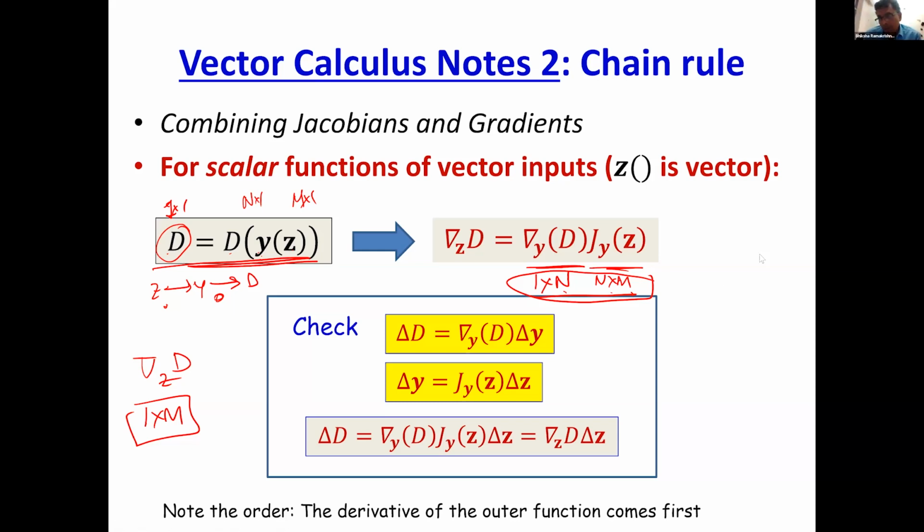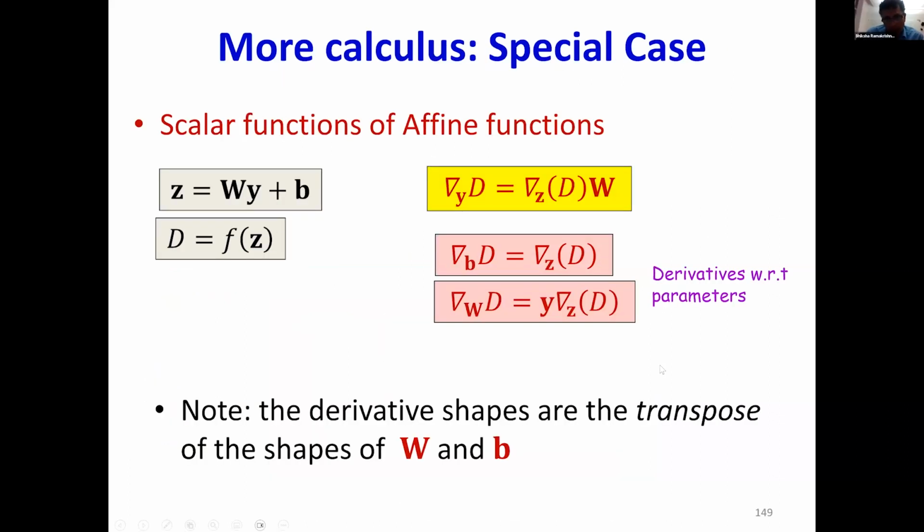Yeah, exactly. That's Raghav's comment, right? Thank you, guys. And so suppose I have something of this kind where I have z equals w y plus b, where z is a vector and y is a vector. And I have some scalar d which is a function of z. Then the derivative of d with respect to y is going to be the derivative of d with respect to z times the derivative of z with respect to y, where the derivative of z with respect to y is w. So is this equation making sense?